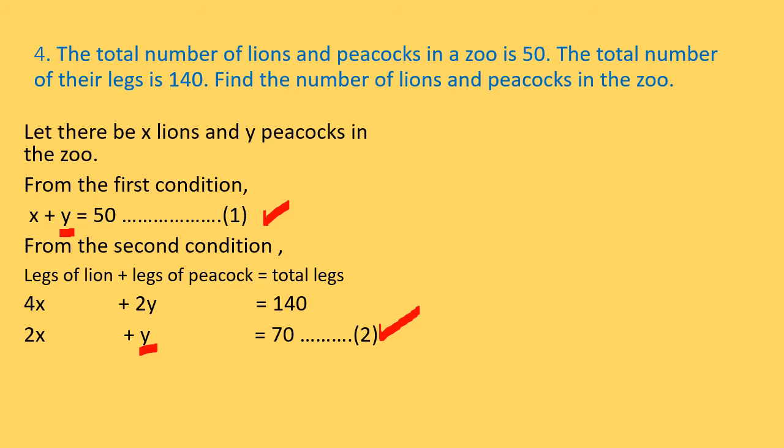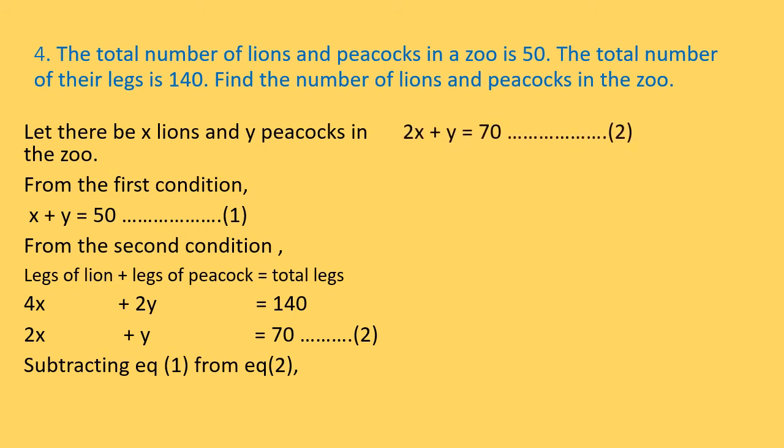When the signs are not same, I'm so sorry, the signs are same. And when the signs are same, we subtract, right? When the signs are opposite, we add. So since here the signs are same, we will subtract. We are going to subtract equation 1 from 2. Why? Because if you look at the first equation, it has 50 in it and equation 2 has 70 in it. So you can easily do 70 minus 50, right?